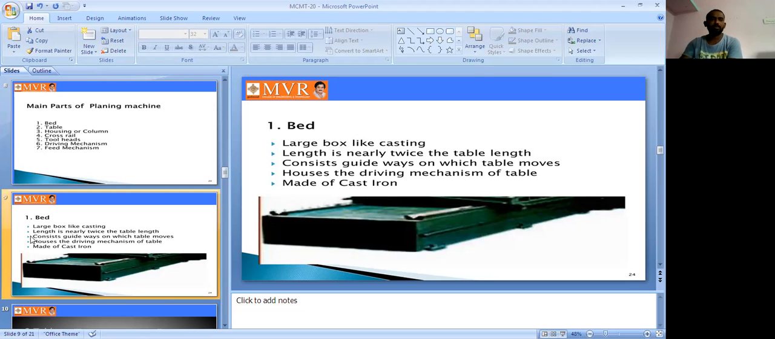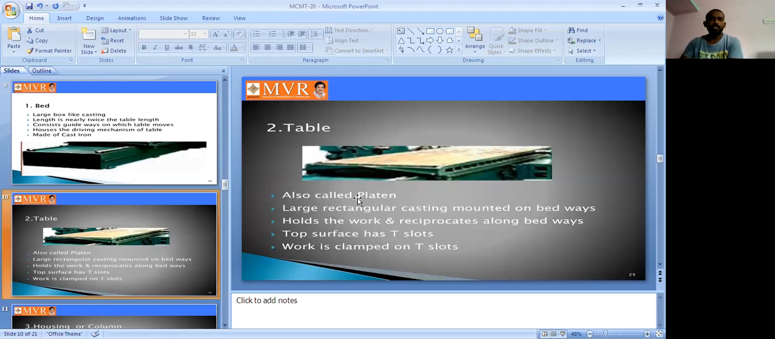Okay, so next one is also here table. So it is also called as platen. So table or we can call as platen. The large rectangular casting mounted on the bedways. So a large rectangular casting is mounted on the bedways. The work is reciprocating along the bedways. So the table's major function is to hold the work and reciprocate along the bedways. Okay. So next one is the top surface has T slots. So here in this table we have the top surface.